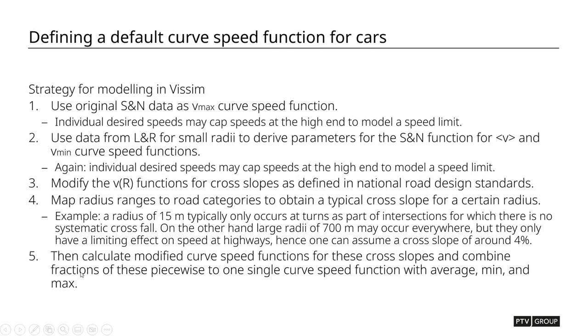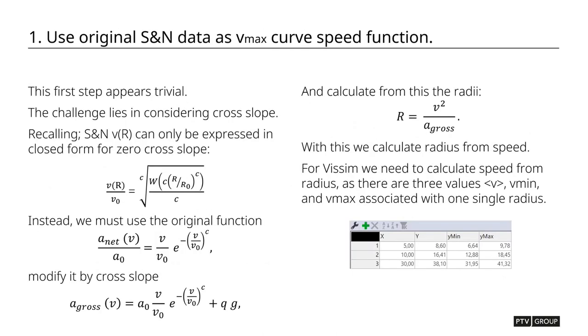So that's the 4th step already. And then of course, we need to do that for all 3: average, minimum, and maximum. And the minimum and maximum are mapped from Lindenmann and Ranft, 15% and 85%. Yeah? Good. So use original, that's the first step, use original Schimmelpfennig and Nackenhorst data as maximum curve speed function.